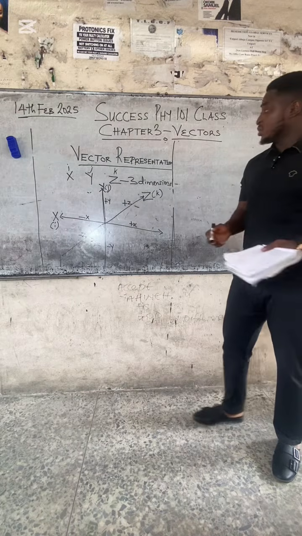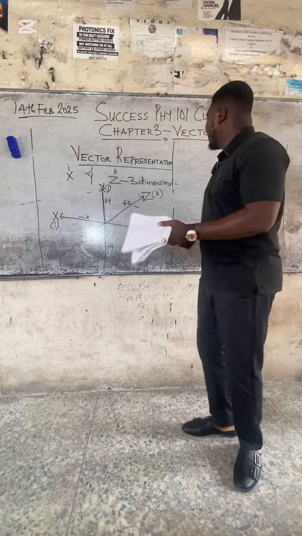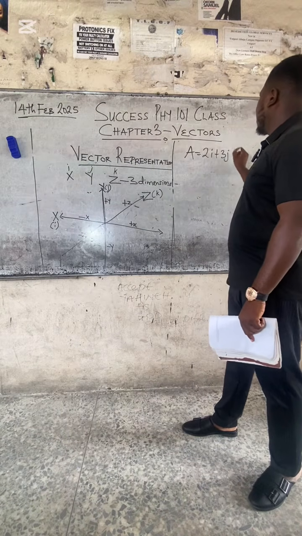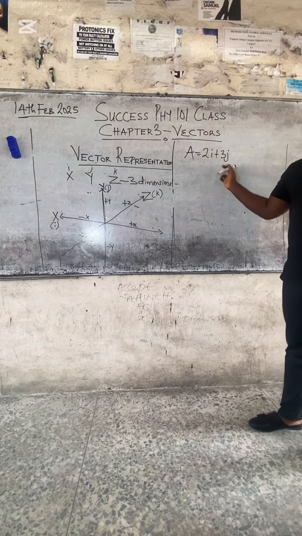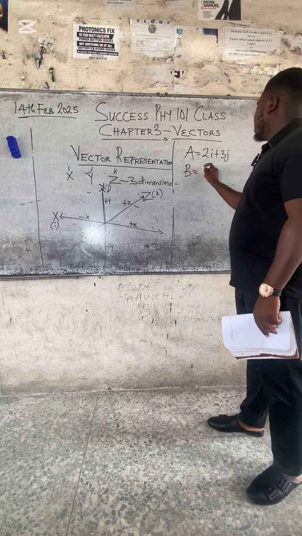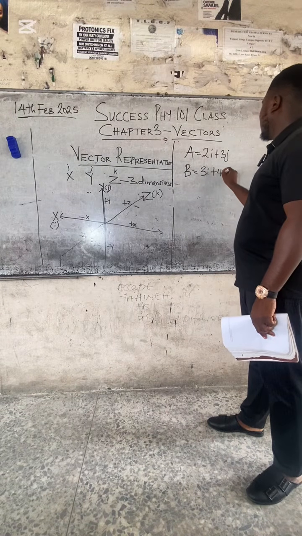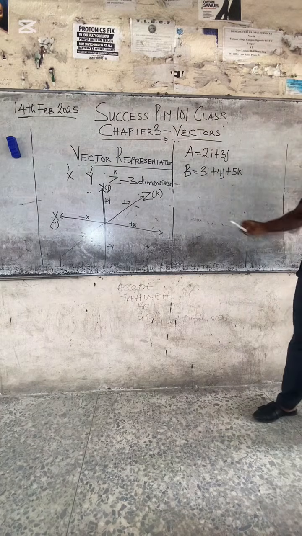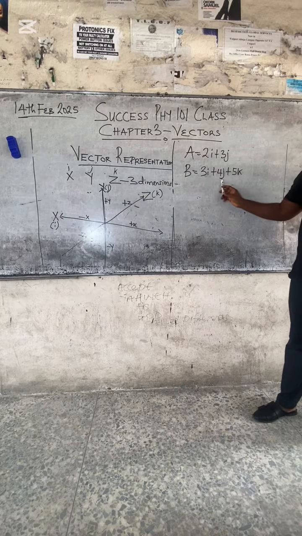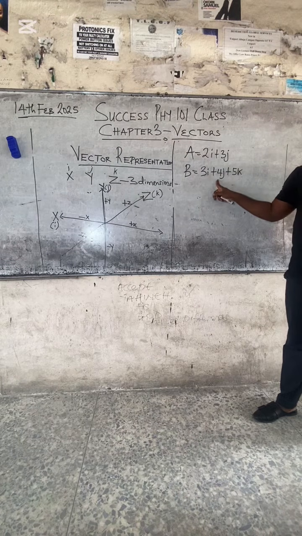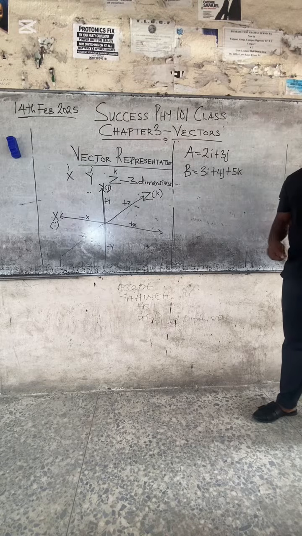So in two-dimensional vectors, only i and j are mentioned. If you are given a vector A equals 2i plus 3j, it means that this vector only exists on the x and the y dimension. But if you are given another vector B is 3i plus 4j plus 5k, this is a three-dimensional vector because it exists on the x, the y, and the z axis. Are you following?